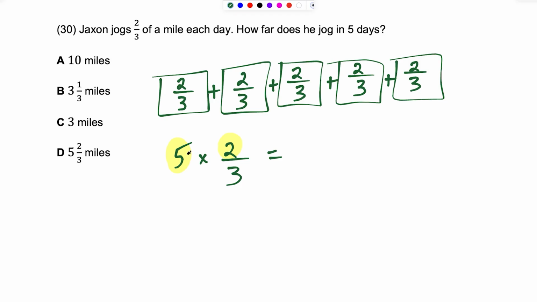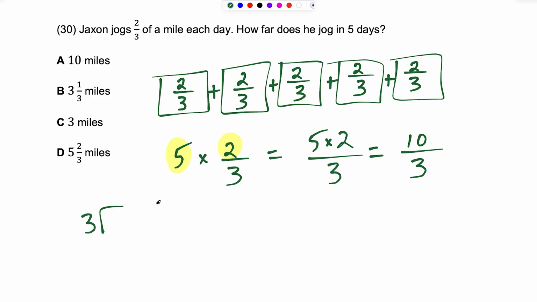Okay, so from here, what we could do is we could say 5 times 2 over the denominator 3. And now this simplifies to 5 times 2 is 10 over 3. And for this, we could do long division. So we're going to say 3 going into 10. 3 goes into 10 3 times. 3 times 3 is 9. So we go minus 9 and we get a remainder of 1. But now the remainder of 1, we write in the numerator, and our denominator is our original divisor. So we get 3 1/3. So this tells us that Jackson in total jogs 3 1/3 miles. Choice B is our answer.